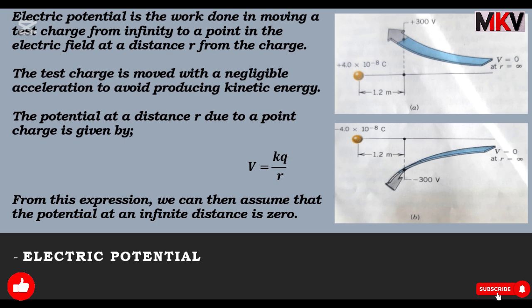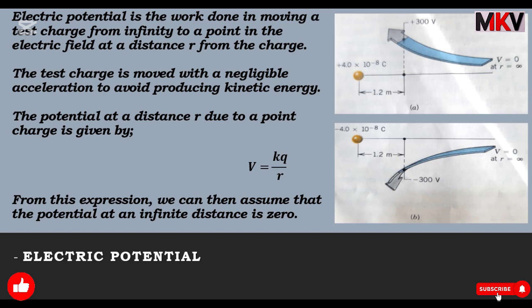So the test charge is moved with a negligible acceleration to avoid producing kinetic energy. So when we are moving the electric charge from infinity to the point, it is moved in such a way that kinetic energy will not be recorded or noticed from the movement. So it is moved with a negligible acceleration.